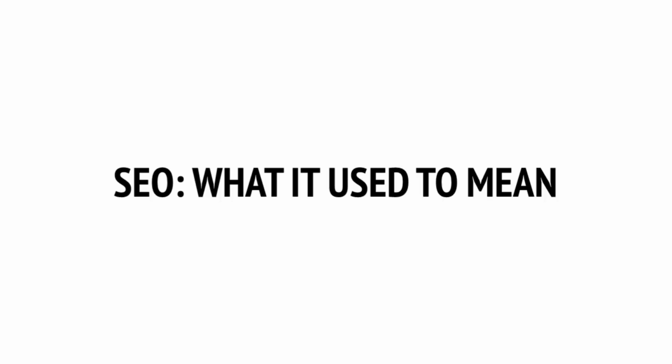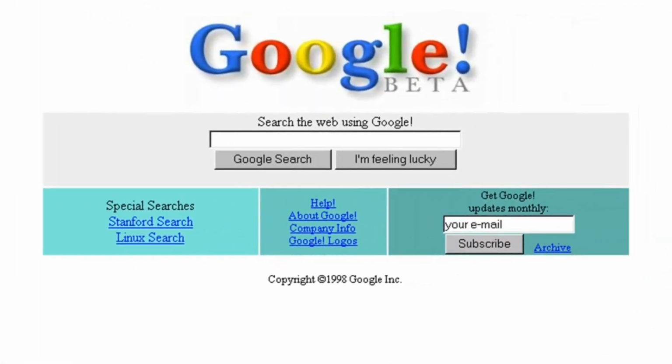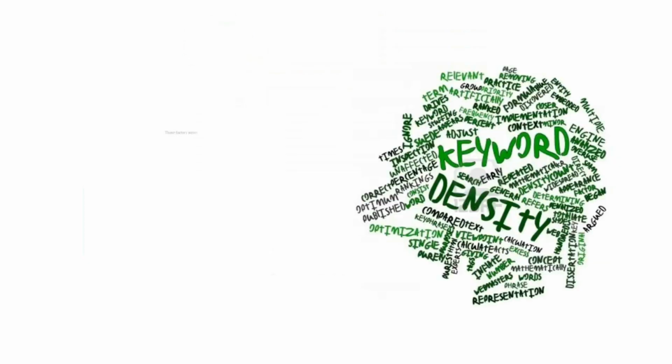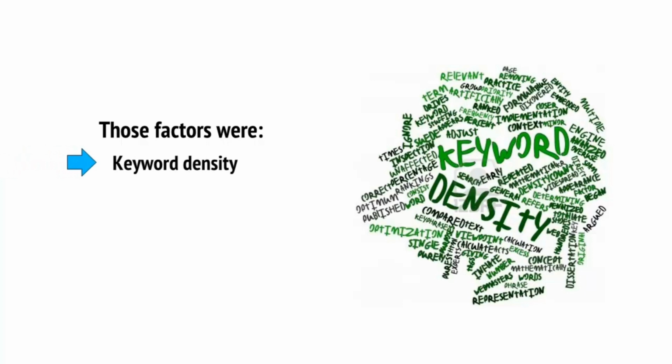When SEO was first born, Google's algorithm was a lot simpler and manipulating it to your own ends was a lot easier as a result. Back then, Google looked at two key factors in determining its rankings. Those factors were keyword density and links profile.